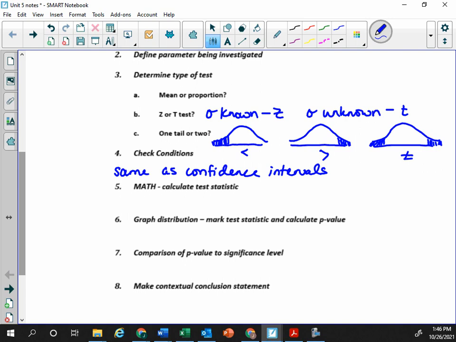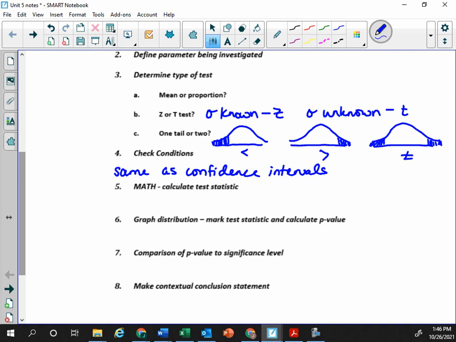And step 5, you do math. Really, your calculator does math for you. You're going to find whatever the test statistic is that you're looking for, and your calculator is going to do all of that for you. We're going to write down the formula, but I wouldn't expect you to do them by hand. On your calculator, you've got tests. That's where all the hypothesis tests are. So we'll do that on your calculator.